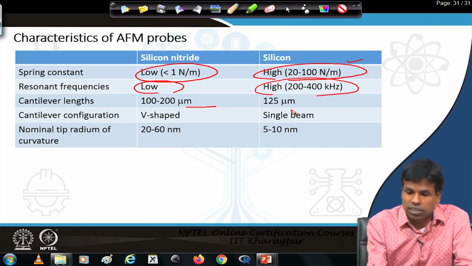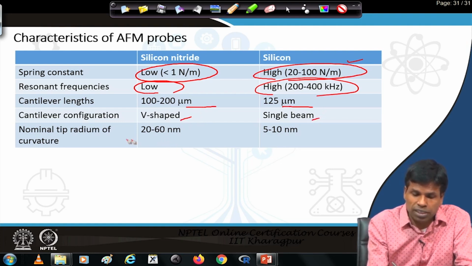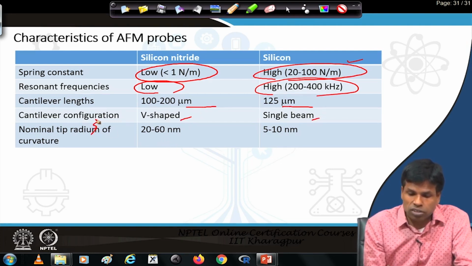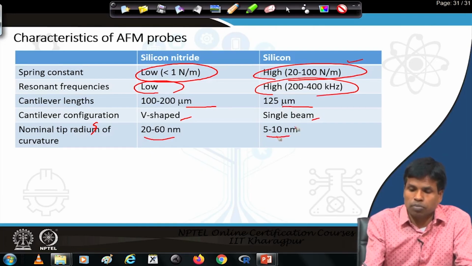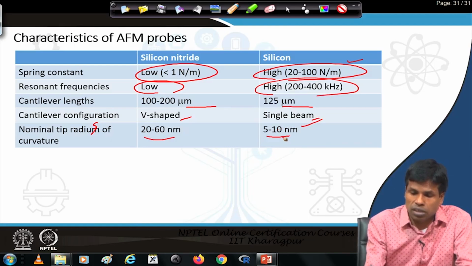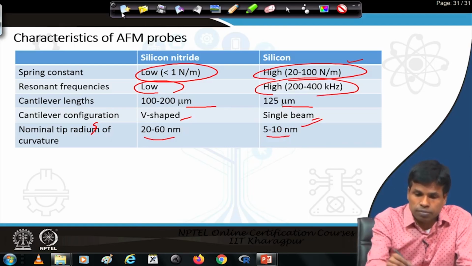Again, cantilever lengths can be of any length one would like to have. Cantilever configuration can be V shaped or single beam. The normal tip radius of curvature is here. In the case of silicon nitride, it is normally 20 to 50 nanometers. With silicon we can have a much smaller tip because it is made from a single material, no second deposition occurs, and therefore the tip shape is normally smaller with silicon.